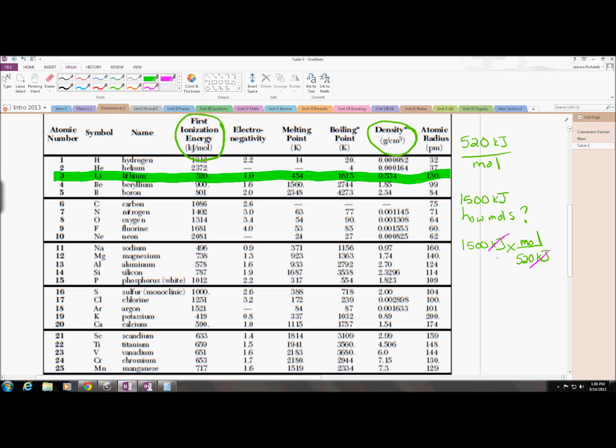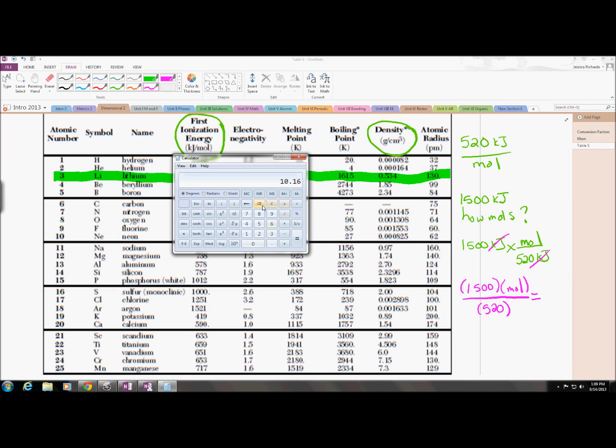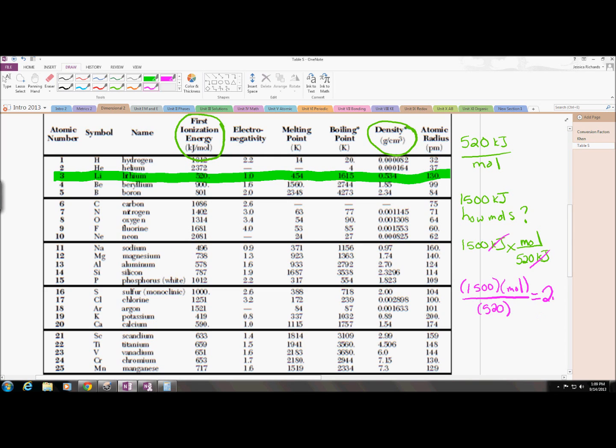Now I'm going to show you the math. You don't have to always do this, but if I simplify this, I have 1,500 left. The kilojoules cancel. I'm multiplying that by moles. Across the bottom, 1 times 520 is 520. And the kilojoules canceled, so that's gone. All I have are moles left. Moles are what I wanted, so now I just have to do the math. So I get my calculator out, and I do 1,500 divided by 520, and I say, oh, there was approximately 2.8, correct number of sig figs, 2.8 moles.